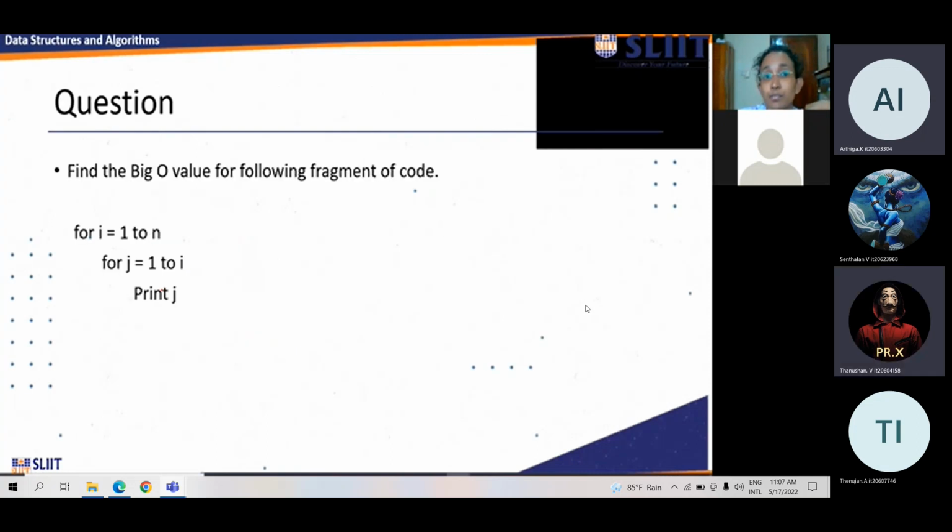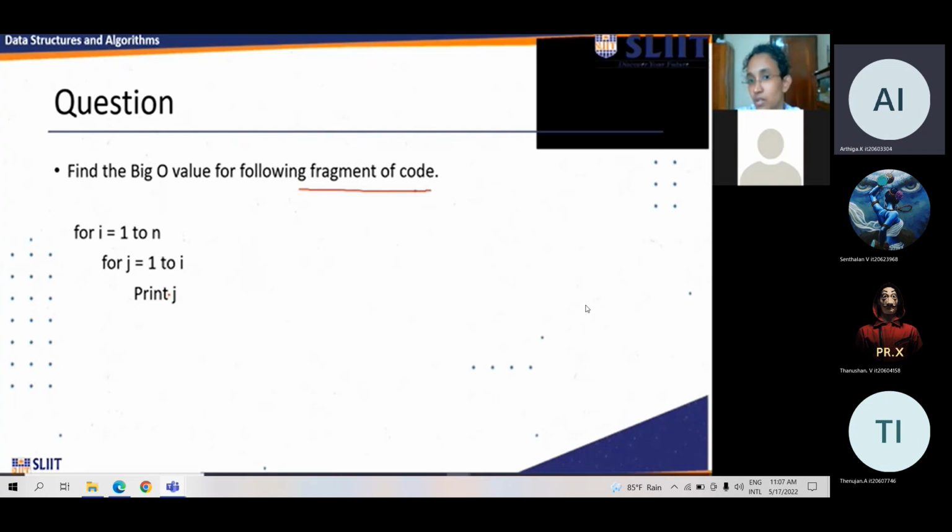We have something like this. Find the big O value of the following fragment of code. Now, the TN equation is not given. We don't always give you the TN equation. If the TN equation is given, you want to find the n upper value, that's it. But apart from that, if you are given this kind of coding fragment, from there also you want to know how to find it.